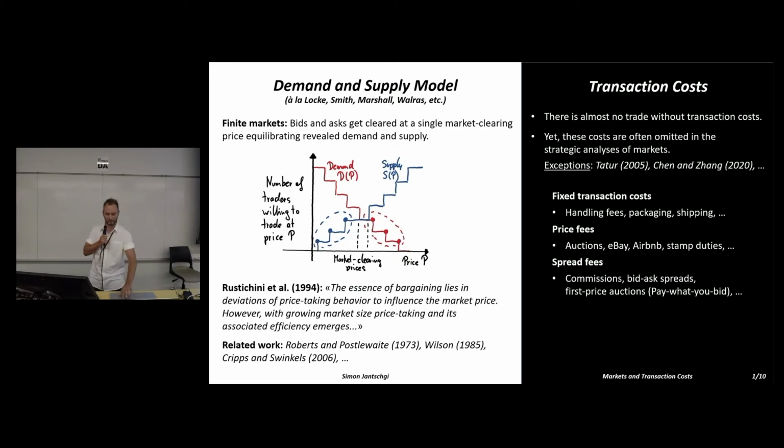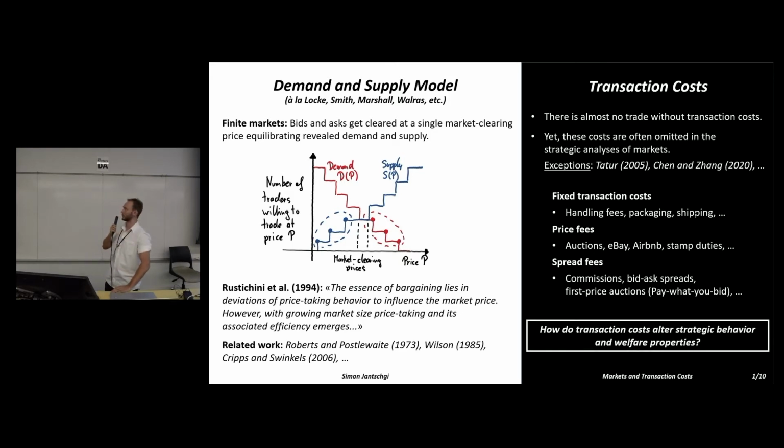spread fee. So the question that we want to address with this paper is, how do these transaction costs alter exactly these classical results of large markets? How do they alter the strategic behavior? Do we still find truthfulness?